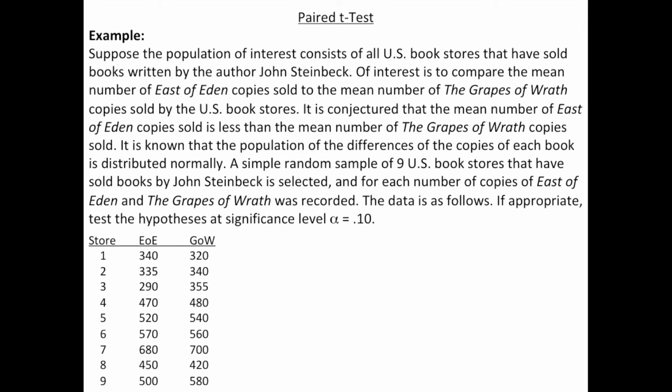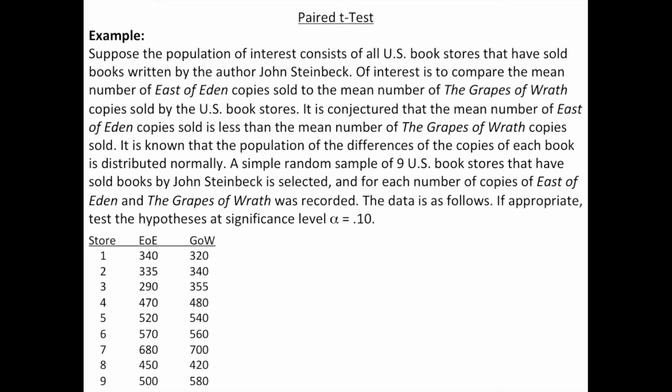It is known that the population of the differences of the copies of each book is distributed normally. A simple random sample of 9 U.S. bookstores that have sold books by John Steinbeck is selected, and for each, the number of copies of East of Eden and the Grapes of Wrath was recorded. The data is as follows. If appropriate, test the hypotheses at significance level alpha equals 0.10.